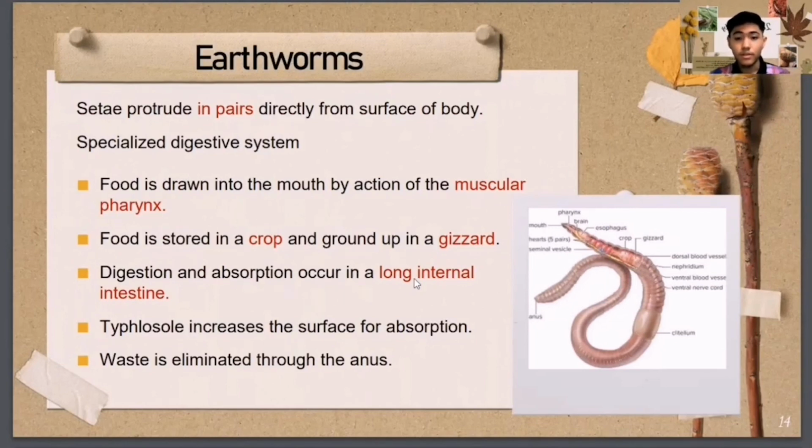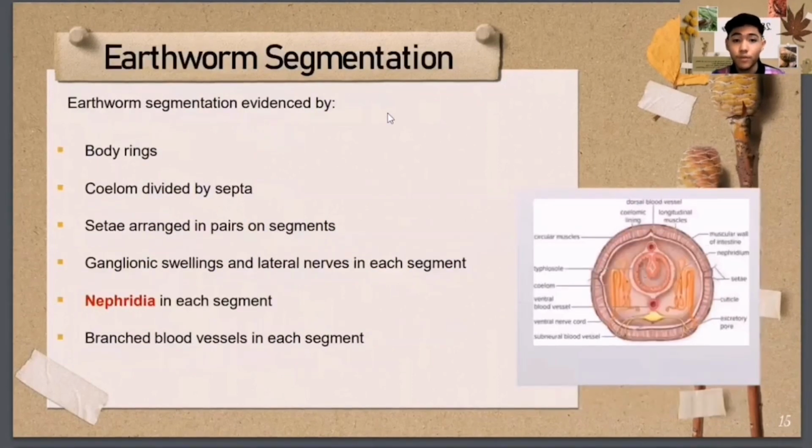The long internal intestine of the earthworm forms a fold called the typhlosole, which increases the surface area for absorption. Then the food waste is eliminated through the anus. So we will move on to the next slide, which is earthworm segmentation.